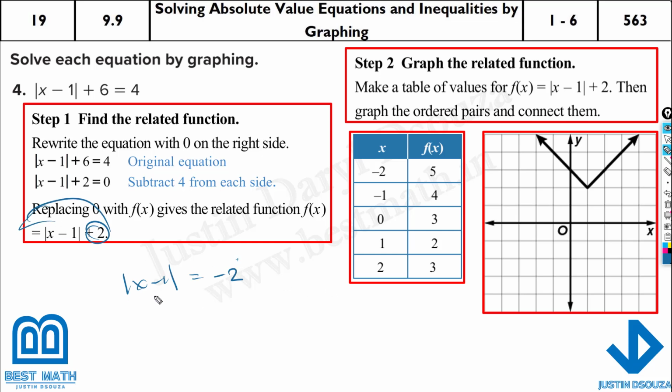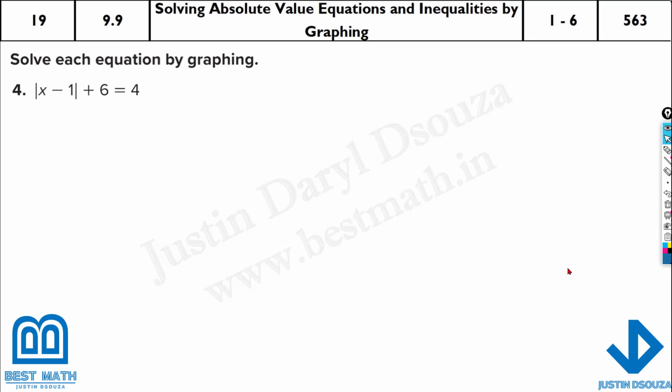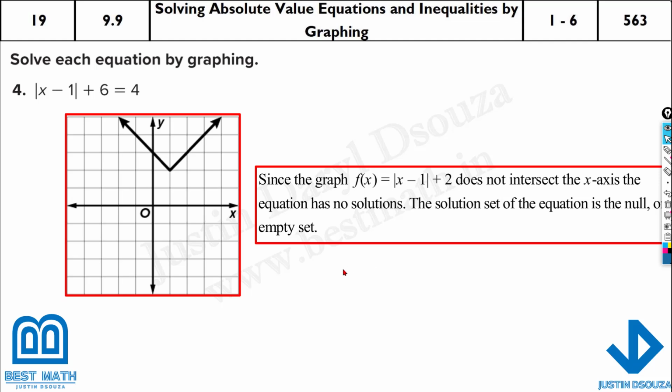Can you have any value that is equal to minus 2? Absolute value equals negative answer. No, because it doesn't matter, it's minus 2 or plus 2, the answer will be only positive. The final answer, the right side, must be positive, but here it doesn't satisfy that. Therefore, we have no solution. You can easily find it in the graph as well. And you can see this is an empty set. It doesn't have any solution. The solution set is null.